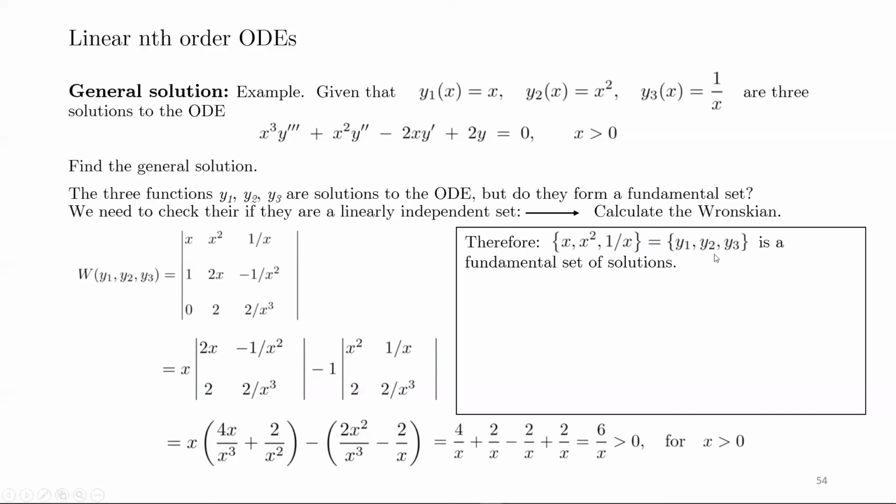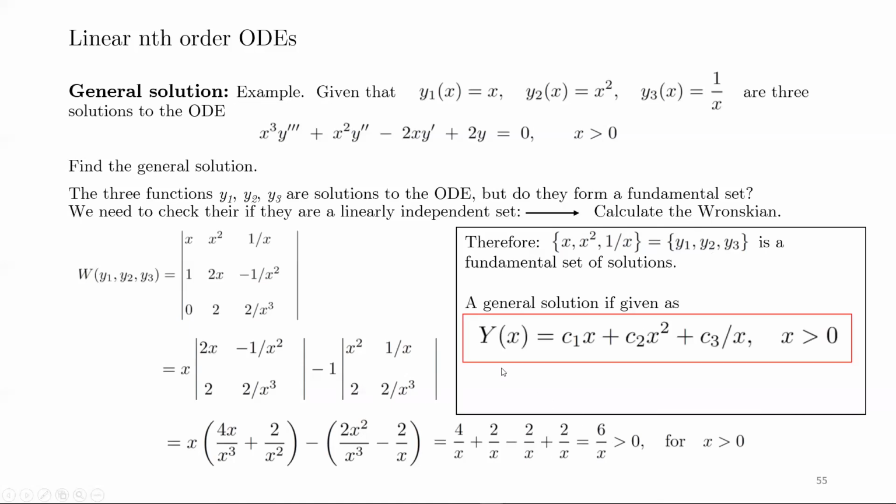Since this is a fundamental set of solutions, I can write the general solution to this ODE like so. I'm using a capital Y here. It doesn't really matter whether you use a capital or a lower case, but the general solution is c1 times x plus c2 times x squared plus c3 divided by x. So the linear combination of y1, y2, and y3. And again, the interval is defined to be x greater than 0.